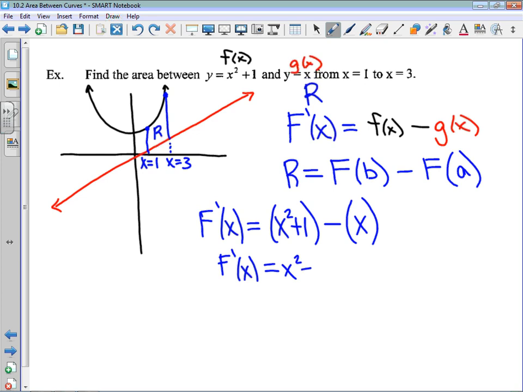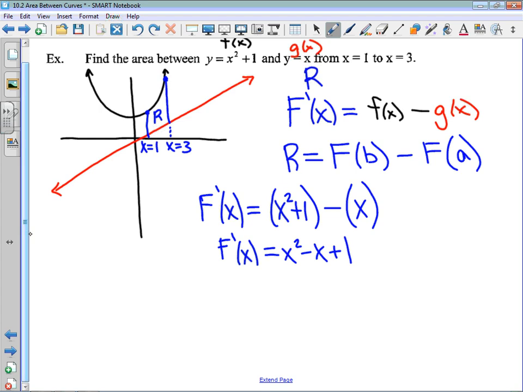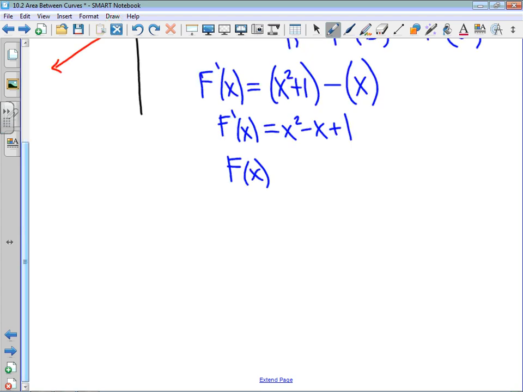And this is where our 10.1, our antiderivative, kicks in, because now I'm going to say that capital F of x then is, using those power antiderivatives, or power law antiderivatives, I'm going to have 1/3 x cubed minus 1/2 x squared plus x, and then just to make sure we remember, we need to include the constant of integration. That needs to be there.